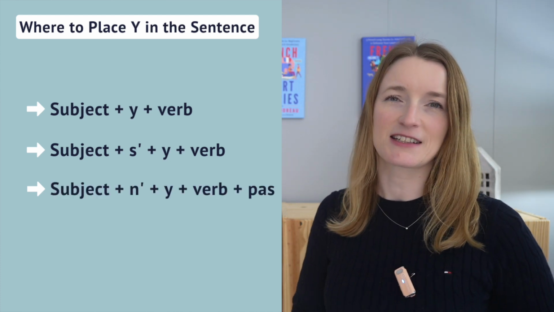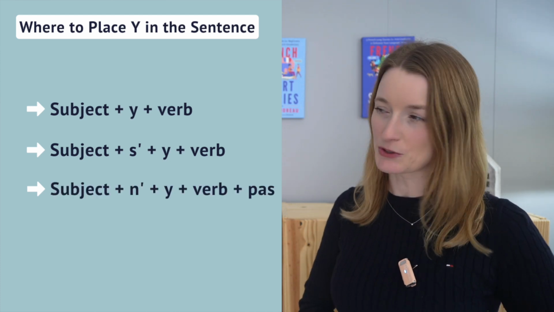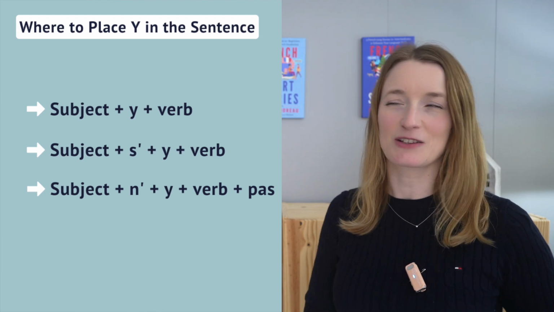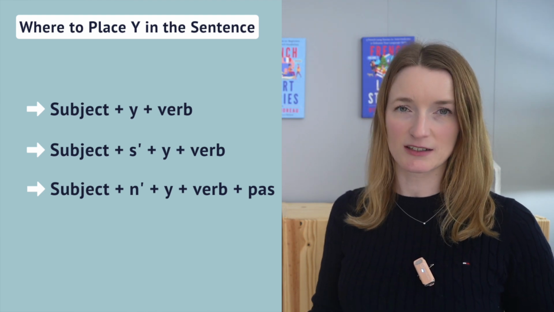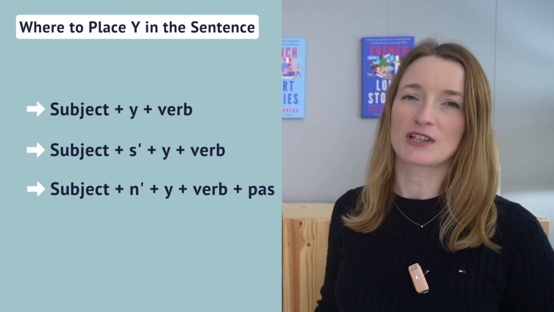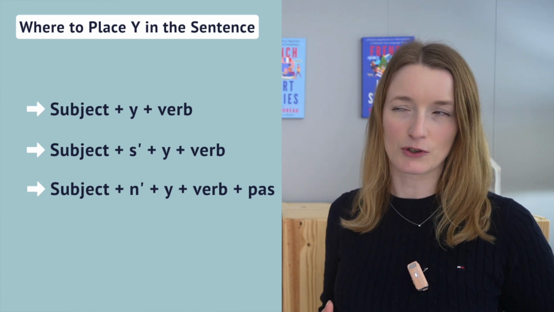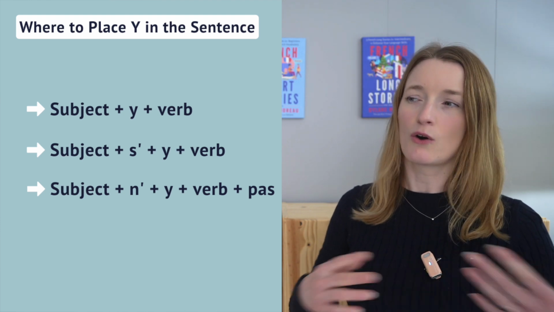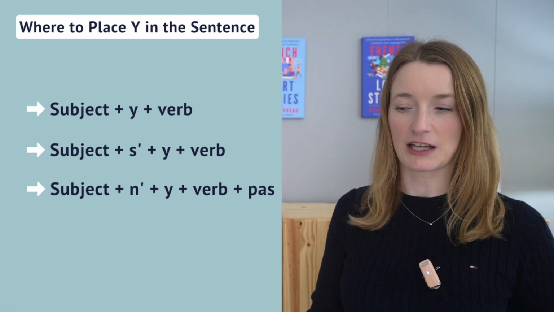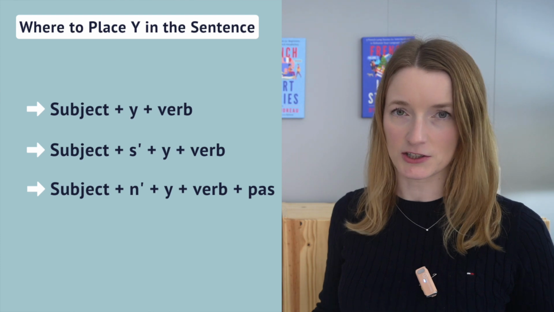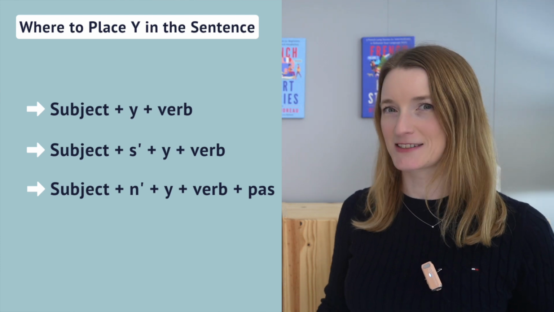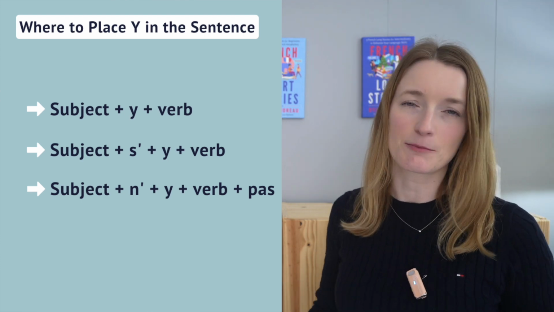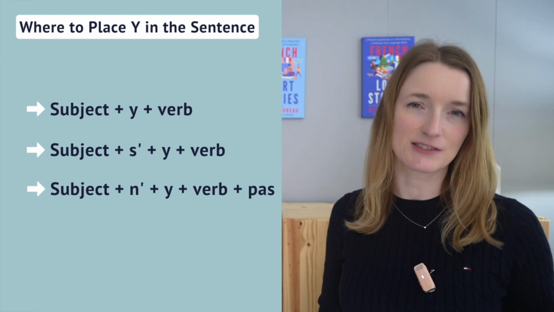In a negative sentence, Y is placed between the first part of the negation and the verb. So we have subject, n', Y, verb, and then pas, which is the second part of the negation. Of course, in French we have more than one negation, just like in English and many languages, but I didn't list them all. I'm just using this one as an example.